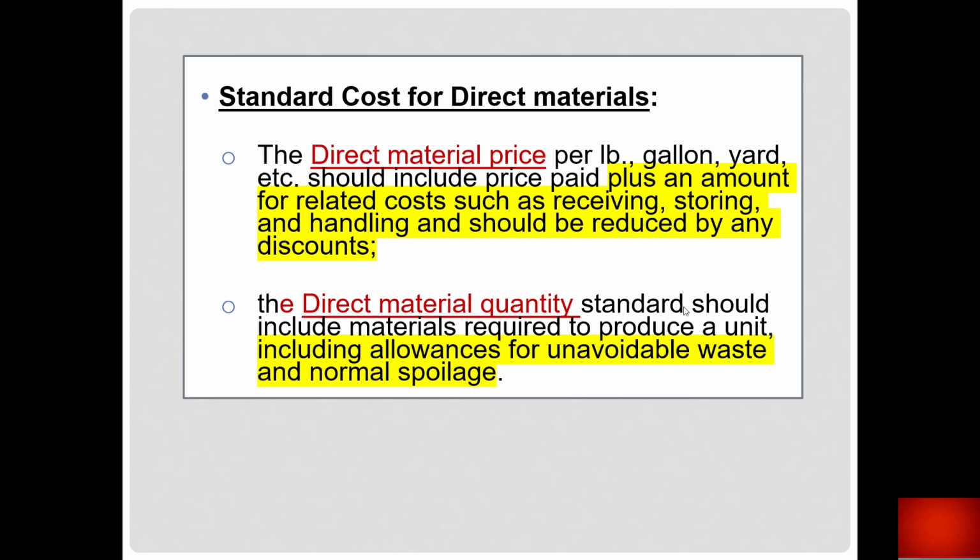When you're setting standards, your direct material price is of course going to include the price paid per pound, gallon, yard, ounce, but it's also going to include any other cost of obtaining your material, so any receiving, storing, handling, or discounts should be factored in. With the quantity, you should factor in how much material should be needed to make a unit, but then allow for some unavoidable waste and spoilage of those materials.